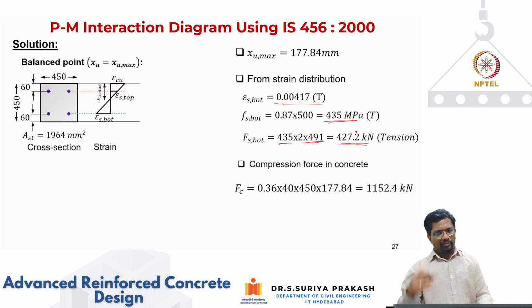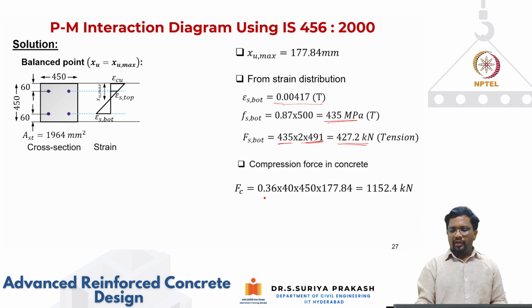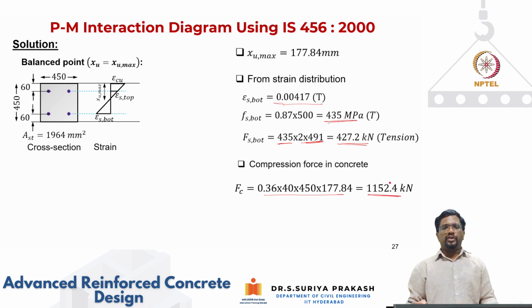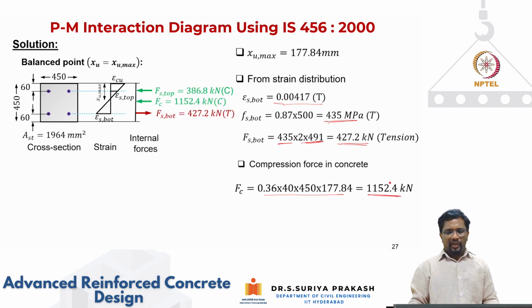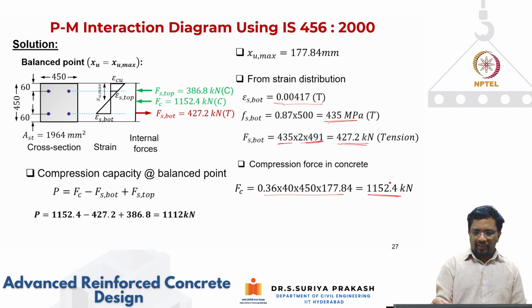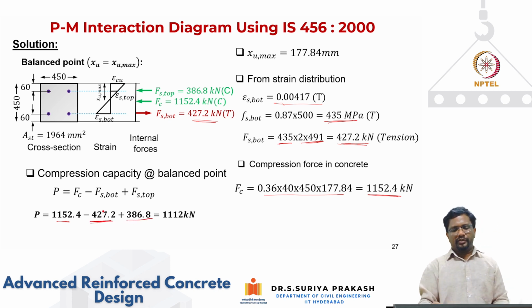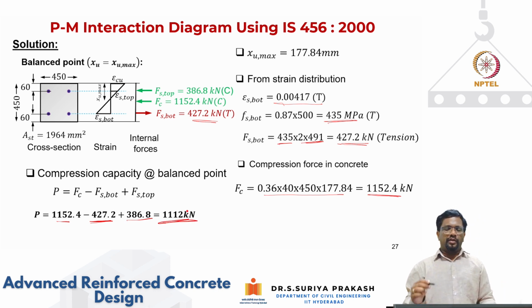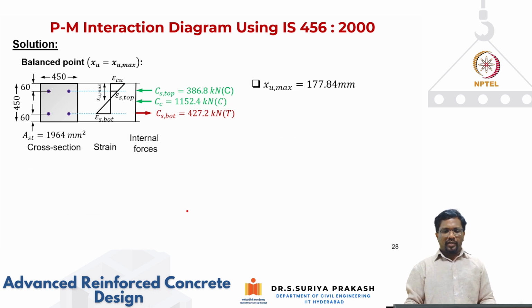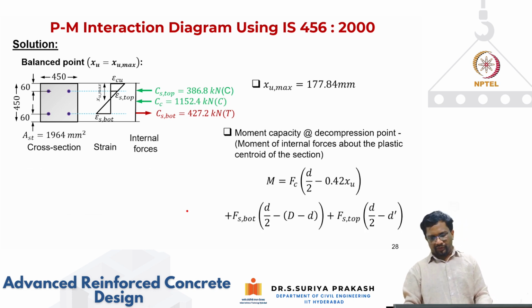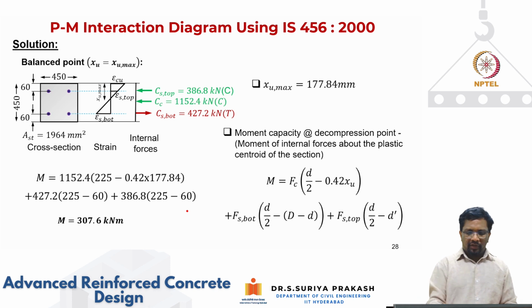The compression force I can calculate because x is within the cross section: 0.36 FCK B times xu. Then I get a force of 1152.4 kilonewton. So the top is in compression, the bottom is in tension. When you add all of them, this creates a net compression of 1112 kilonewton. Similarly, I can calculate the moment resistance. When you do all of them, you get a moment resistance of 307.6 kilonewton meter.